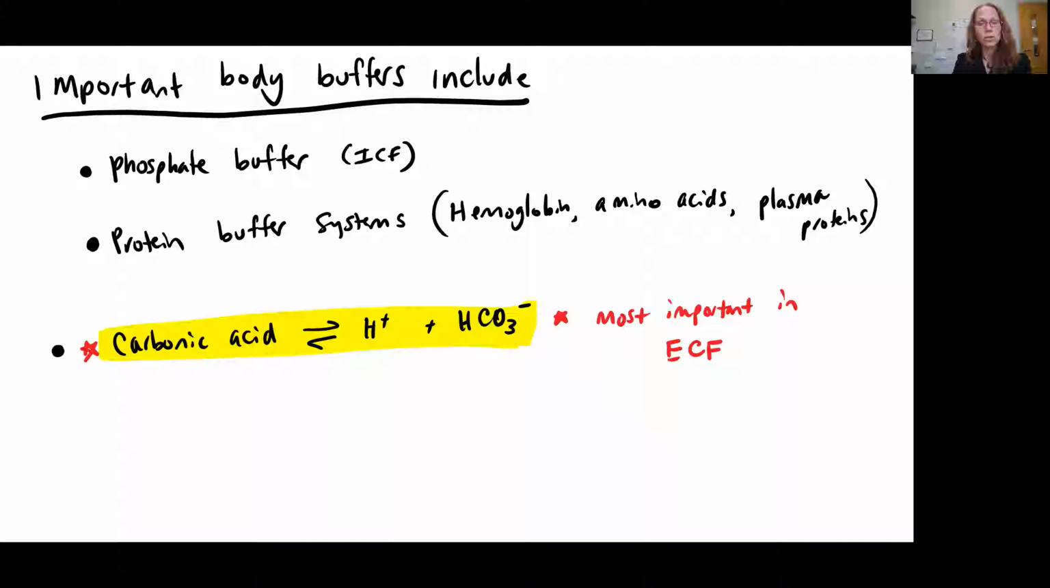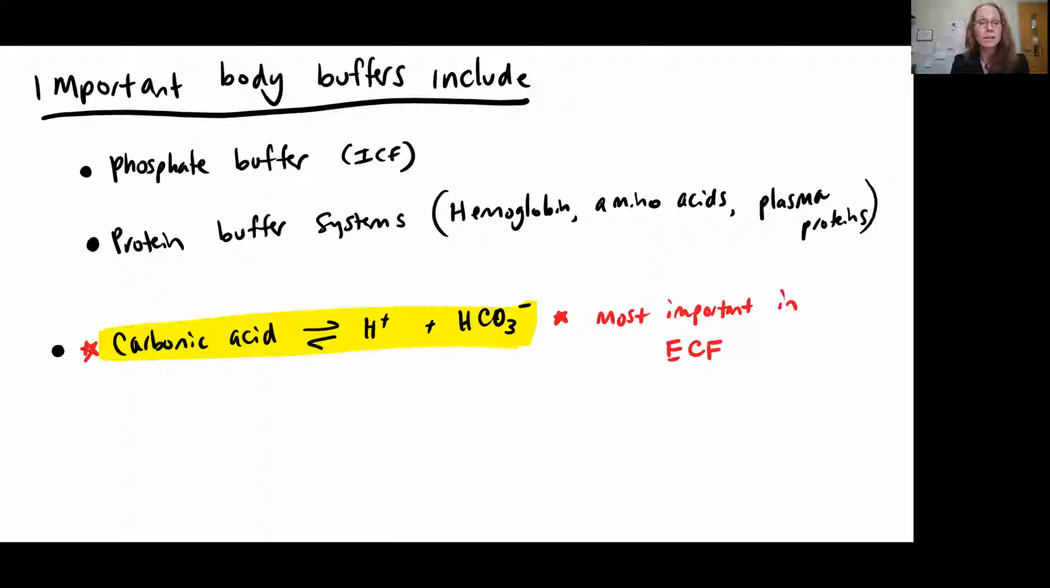Other buffers include phosphate buffer. This is going to be primarily inside the cell, so part of the ICF buffer system. And proteins can act as important buffer systems. We've actually seen this. Hemoglobin was used as a buffer in the red blood cell when we talked about transporting carbon dioxide gas. Amino acids are weak acids, so they can act as buffer systems both inside and outside of the cell. And plasma proteins are floating around in the bloodstream, so clearly this is a buffer system in the extracellular fluid in the plasma.